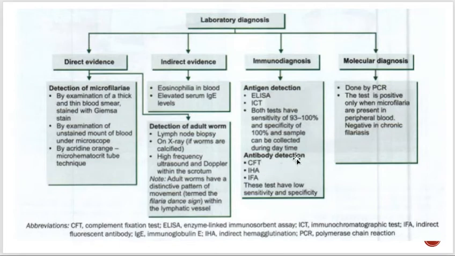We can do antibody detection tests like the complement fixation test, other tests like the indirect hemagglutination test or indirect fluorescent antibody test, or we can go for molecular diagnosis like PCR. So all these tests can be done. Sometimes, ultrasound can be used as well for the testes, the scrotum, and the breast. And Doppler techniques, why? Because Doppler techniques can catch the moving filaria or the adult worms.